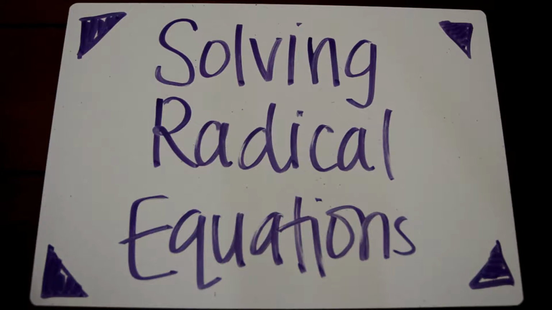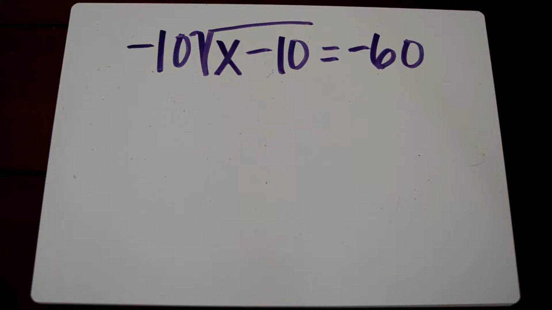Today our lesson is on solving radical equations. Let's take a look at our first example. Our first step is to always isolate the radical.